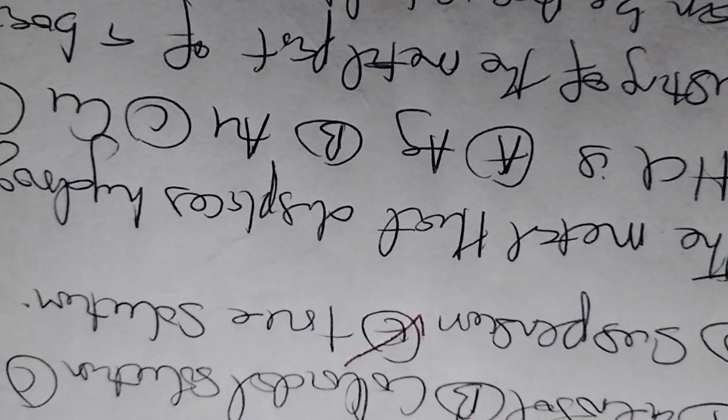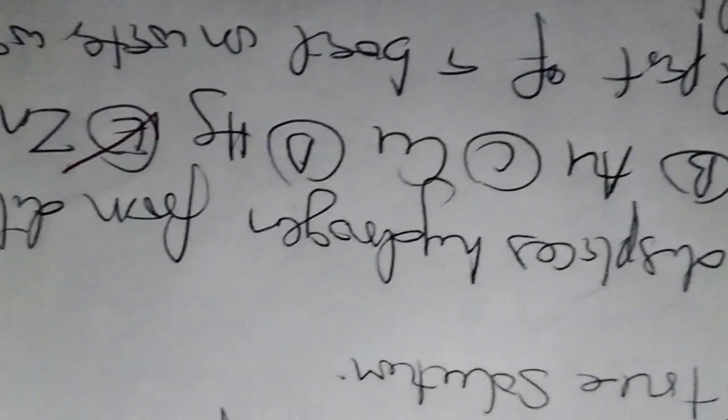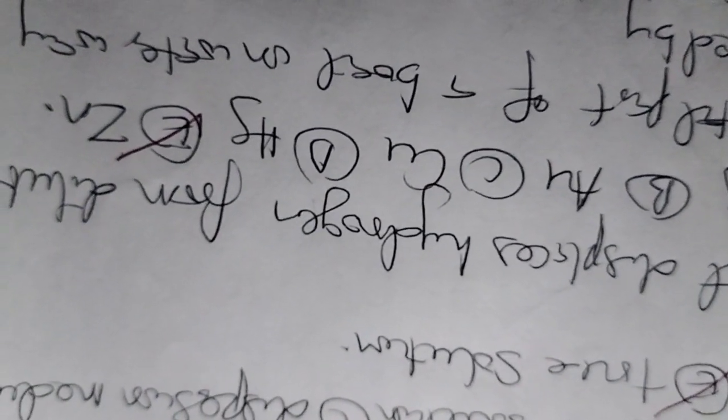34. The metal that displaces hydrogen from dilute HCl is A, silver, B, gold, C, copper, D, mercury, E, zinc. The answer to number 34 is E, because zinc is more electropositive than hydrogen. So 34 is E, zinc.